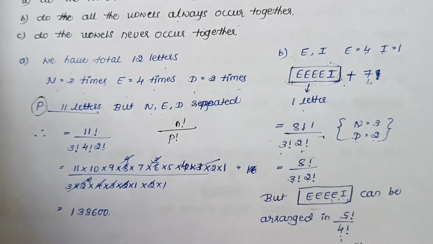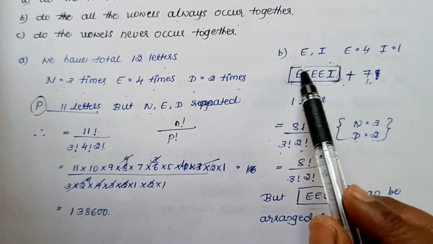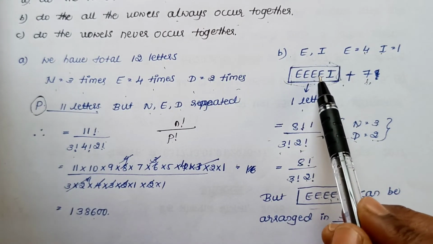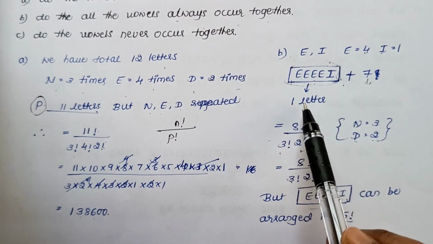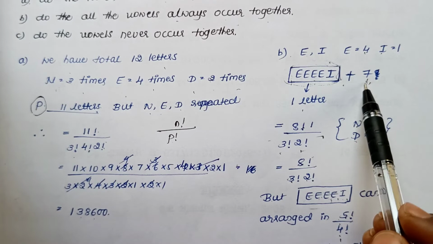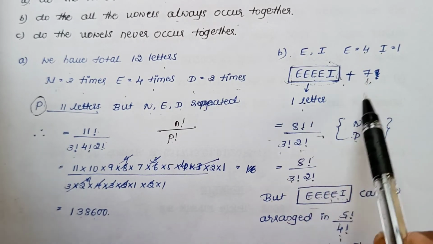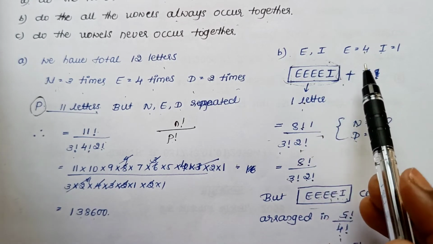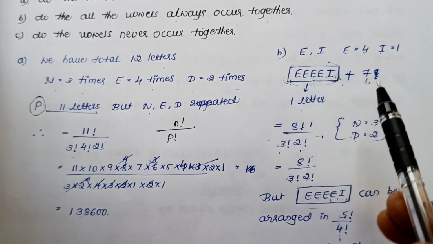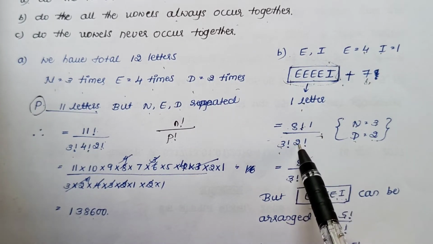Vowels should always occur together. So let us group the vowels as one group. This one group is assumed as one letter and the remaining letters are 7. So let us take this 1 and these 7 as 8 letters. In total, 8 letters. So permutations of these 8 letters is 8 factorial divided by 3 factorial and 2 factorial.